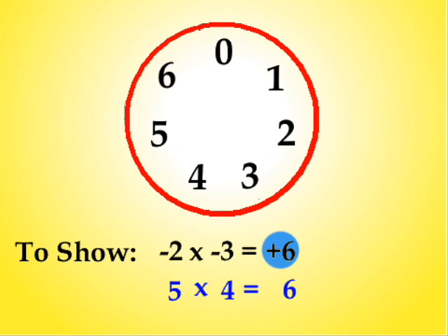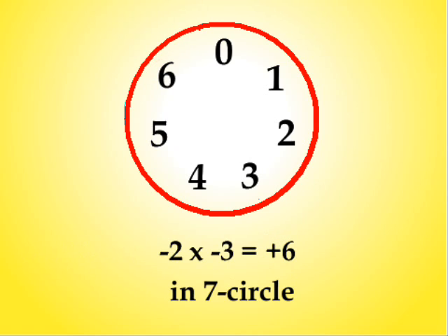Now 6 is the same as +6 in that circle, which we'll just confirm by starting at 0 and counting in the positive direction 6 steps. 1, 2, 3, 4, 5, 6. So there we have it. We've shown that -2 times -3 is equal to +6 in the 7 circle.